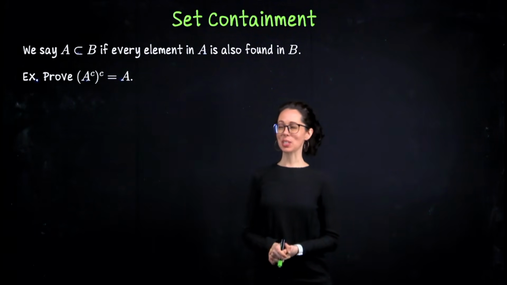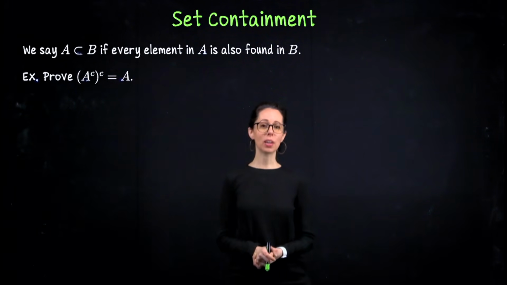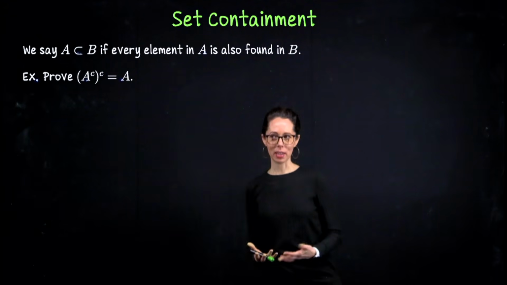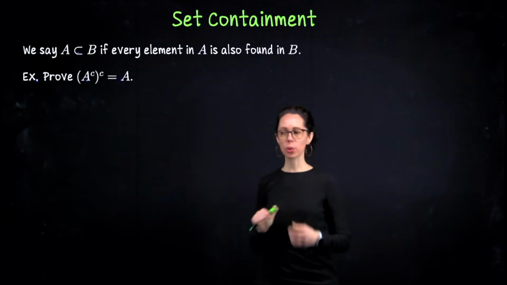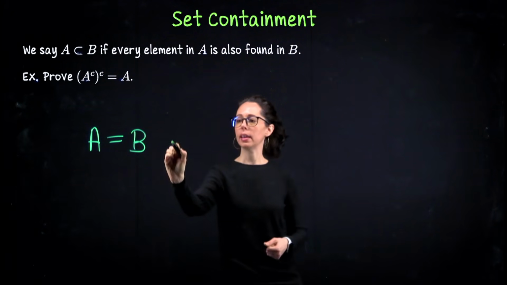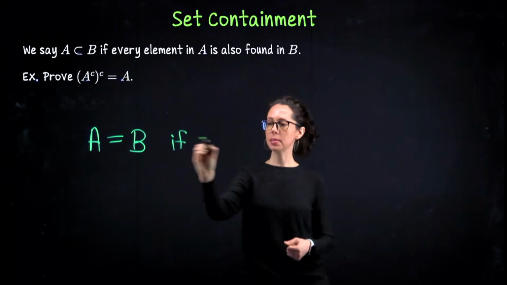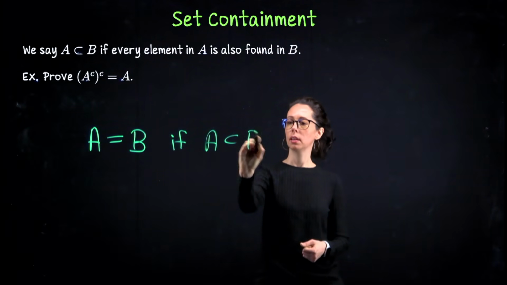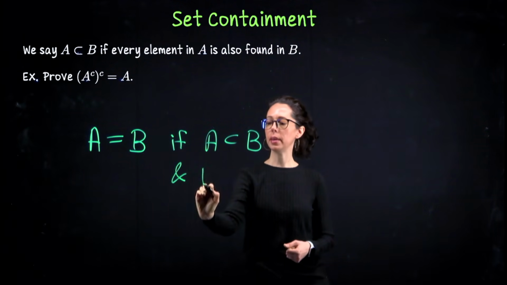In this exercise, we are going to show that two sets are equal. What does it mean to have two sets equal to each other? Well, we say that A equals B if A is a subset of B and B is a subset of A.